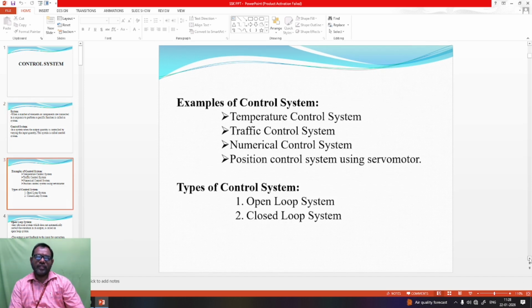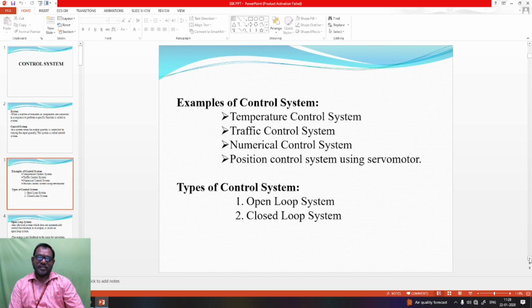Next one, examples of control systems. There are various examples available. For example, first one, temperature control system. Here we are going to monitor the temperature of the system. And traffic control system. In the traffic control system we use different colors: red for stop, green for go, yellow for ready. Similarly, numerical control system and position control system using servo motors. So these are the examples of control systems.